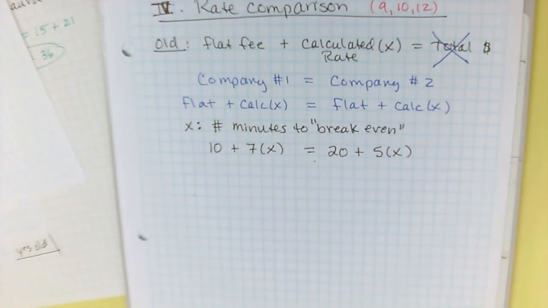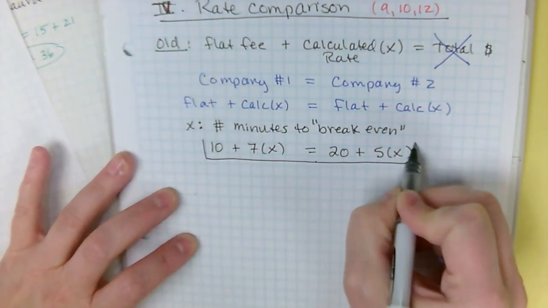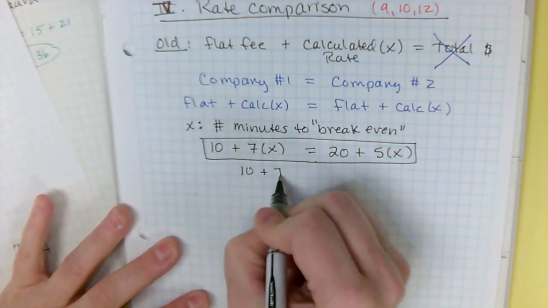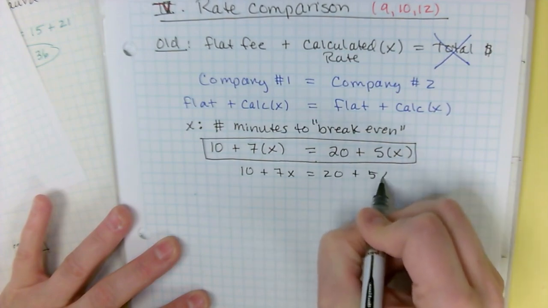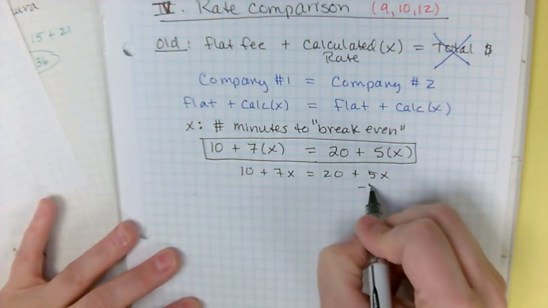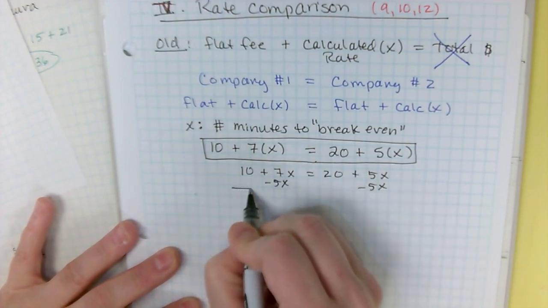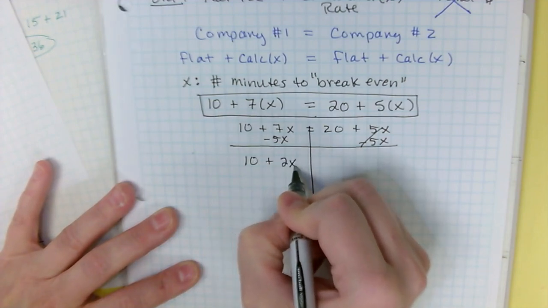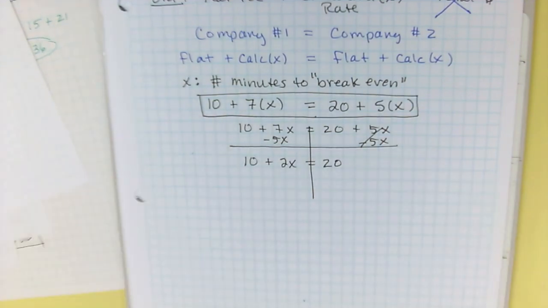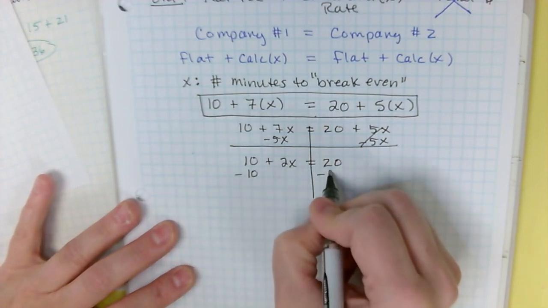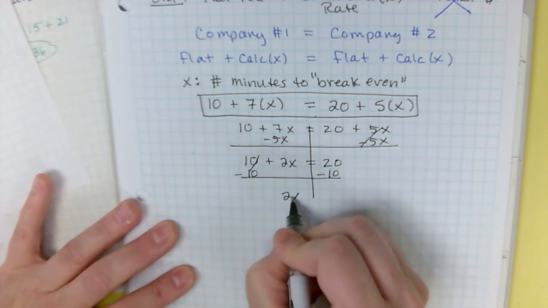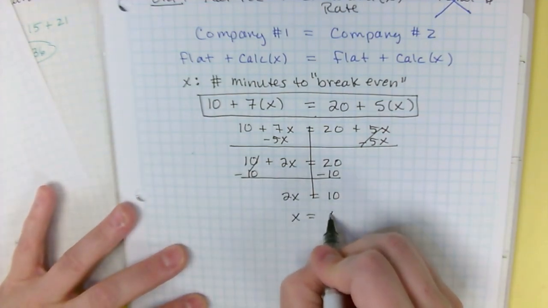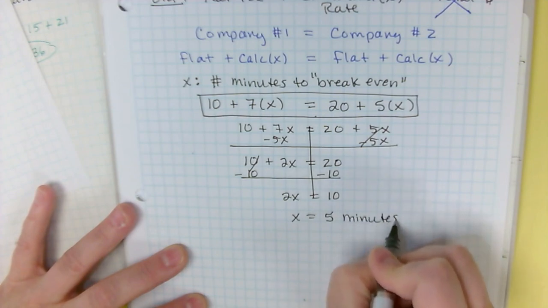All right, so that's your equation. You set one rate equal to the other to check the break-even point. All right, so 10 plus 7x equals 20 plus 5x. We're just going to solve normally. So I'm going to subtract 5x over to the left. So I have 10 plus 2x equals 20. Then we're going to subtract the 10 over to the right. So 2x equals 10, and obviously 5 times 2 is 10. So x equals 5 minutes.